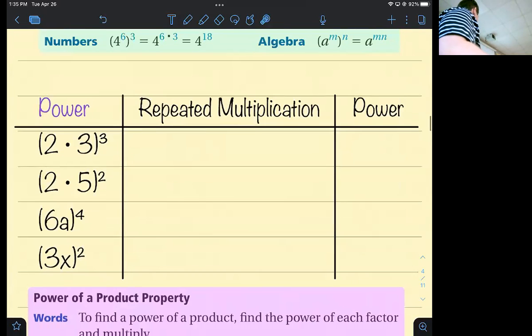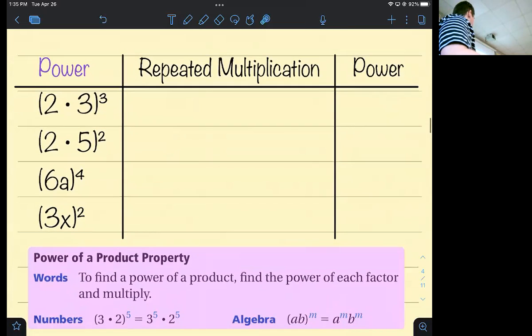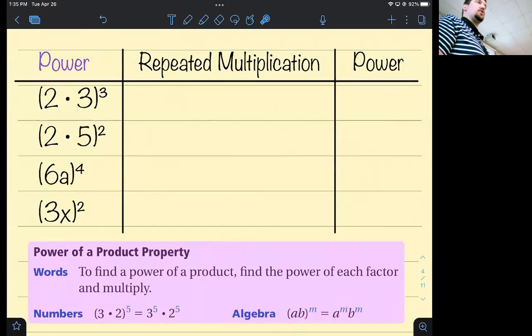And then finally, we have the power of a product property. And this is the one we were kind of just looking at with that pyramid, where it was 3 halves b, and we were squaring that entire quantity. If you have a factor of 2 things in parentheses and you're raising that to a power, let's see what happens.